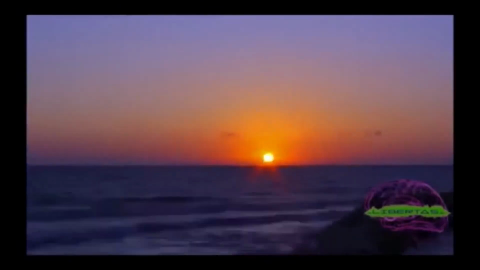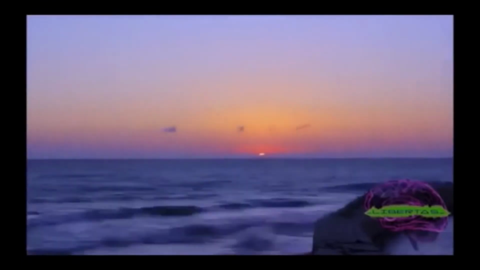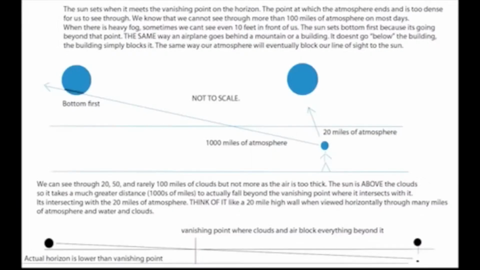Now you might be thinking, can a 10 to 20 mile high wall of air seriously block the sun when it's thousands of miles away? Well, of course, and here's a diagram of exactly what you're experiencing. You can see the observer and a line drawn to the horizon. The sun gets cut off when it's thousands of miles away. This isn't to scale, but you get the idea.